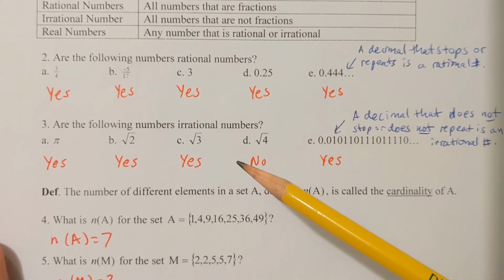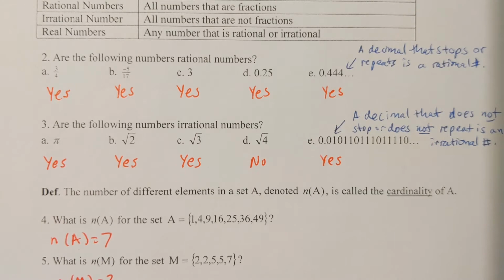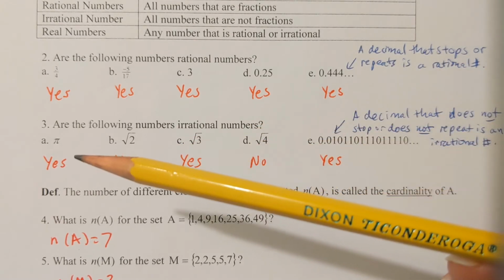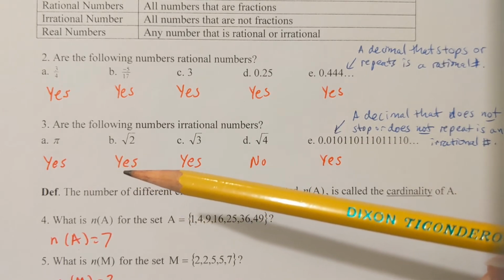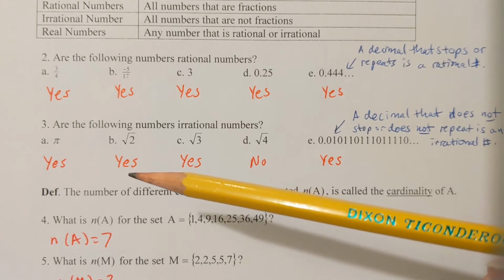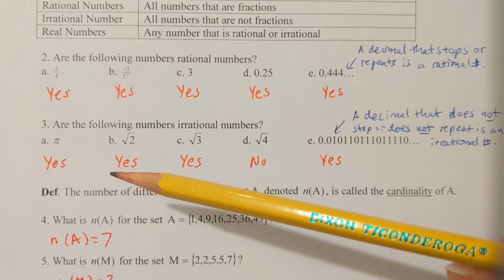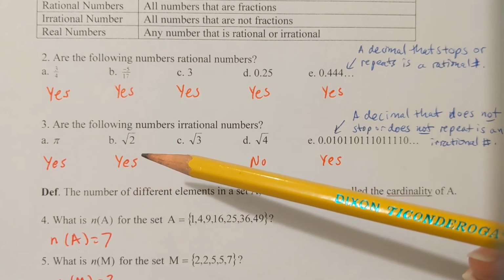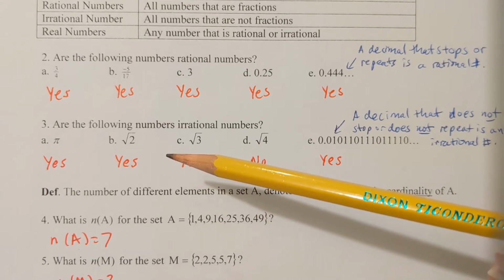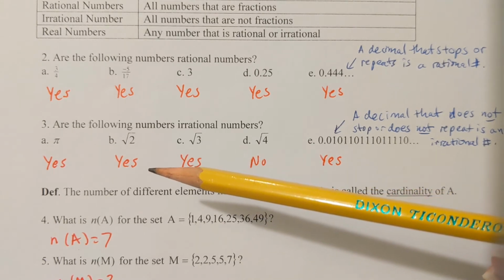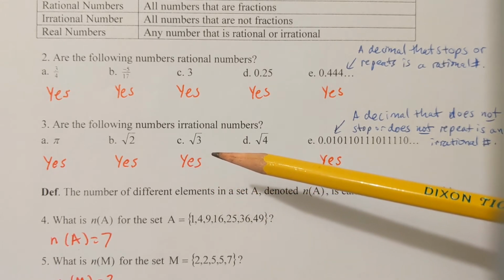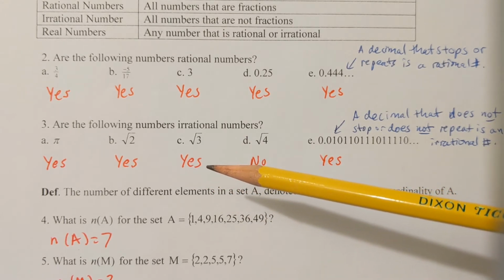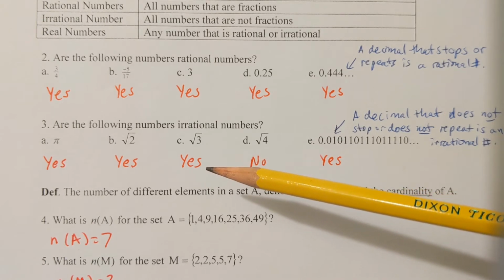Problem 3. Are the following numbers irrational numbers? Pi is an example of an irrational number, because there's no way to write pi in fractional form. So that would be irrational. The square root of 2, that's the same thing. That's an irrational number. There's no way to write the square root of 2 in fractional form. Same with the square root of 3. There's no way to rewrite square root of 3 in fractional form, so that's irrational.